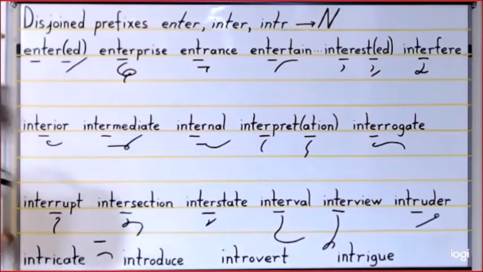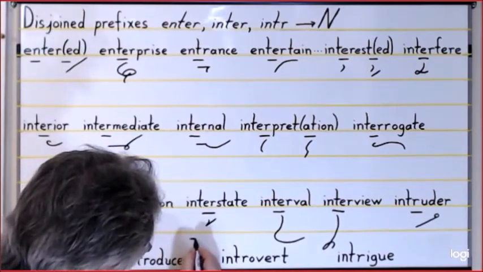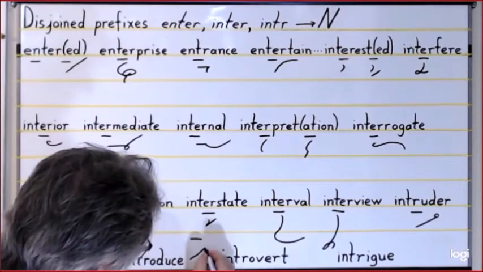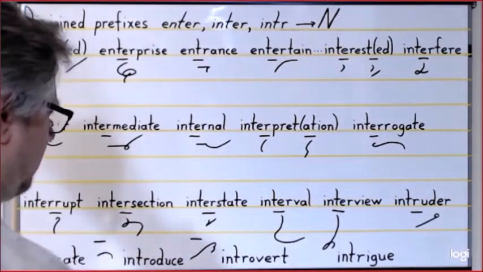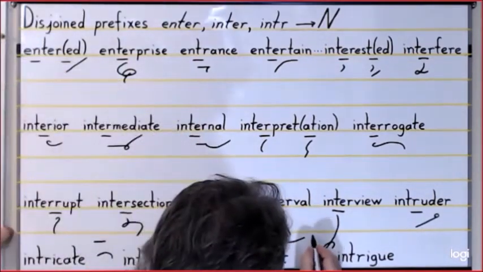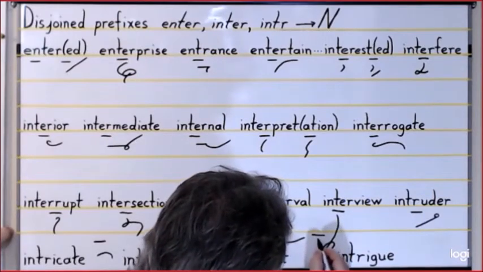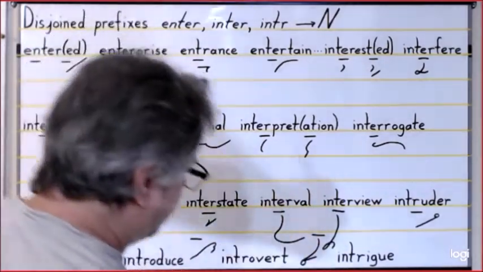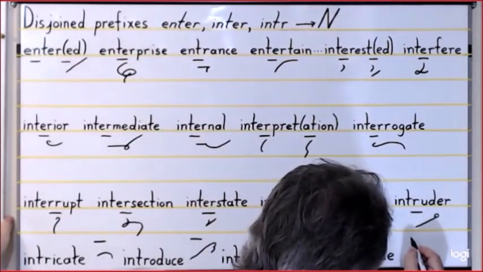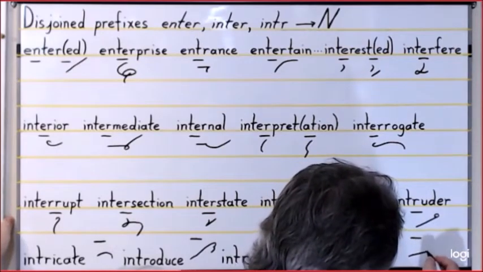For introduce, we'll write an N, then a D, U, S. For introvert, we'll write an N, then a V, reverse circle E, and a T. And finally, intrigue is an N, and then a G.